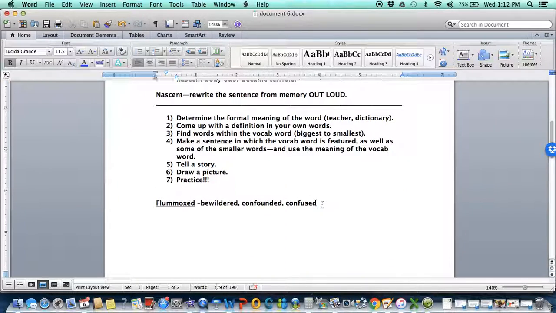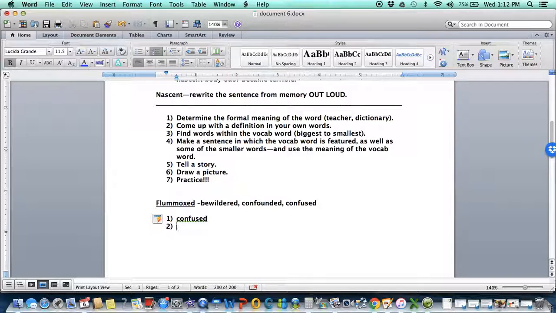And now let's come up with your own working definition of the word. So flummoxed, honestly, the easiest word is confused. If you're flummoxed, you're confused. That's the easiest word to me, and a second or third grader would understand confused, right?